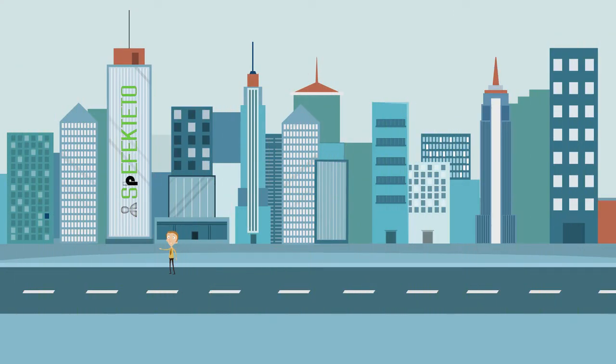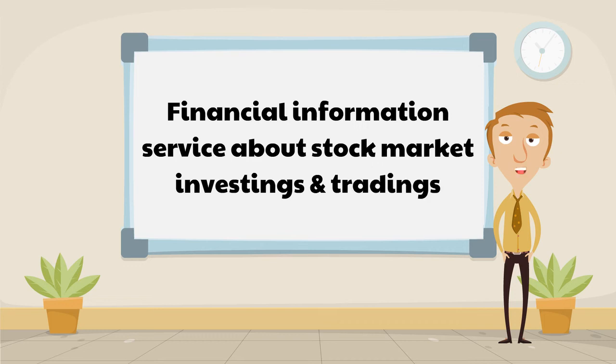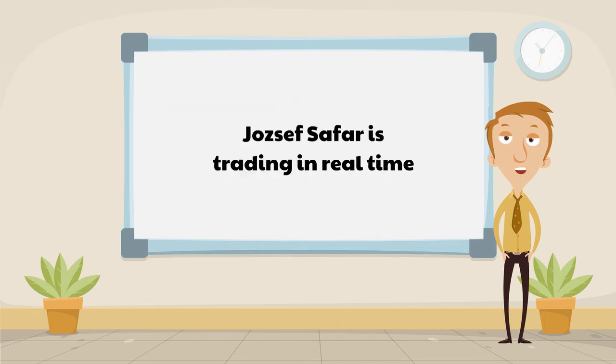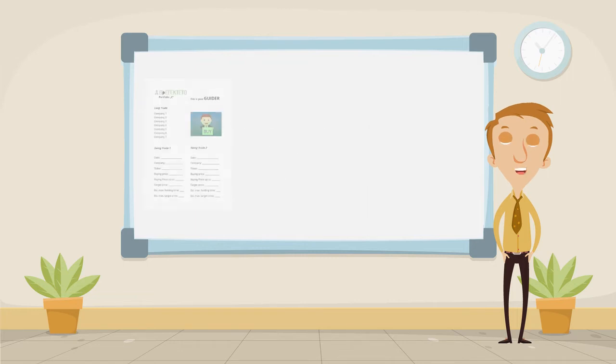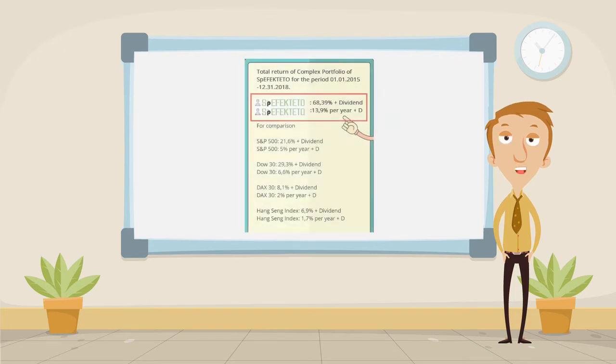My name is Matthew. And now let me talk to you about this. The SpEFEKTETO is a financial information service where you can get and copy a professional prop trader and economist, Jozsef Safar's trading in real time. Using the guiders you get, follow Jozsef's instructions and you will be able to reach above average yields beating the main stock market benchmarks.